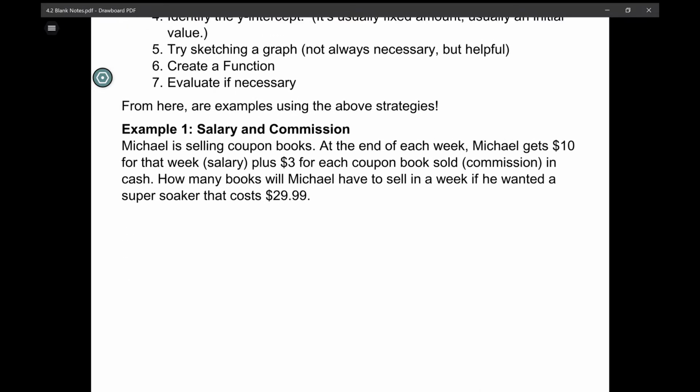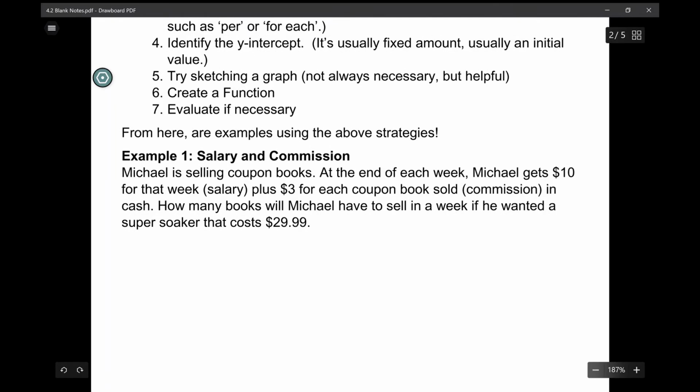Michael is selling coupon books. At the end of each week, Michael gets $10 for that week, plus $3 for each, that's a keyword, coupon book sold in cash. How many books will Michael have to sell in a week if he wanted a Super Soaker that cost $29.99? All right, so let's go ahead and read this again and identify some important information.